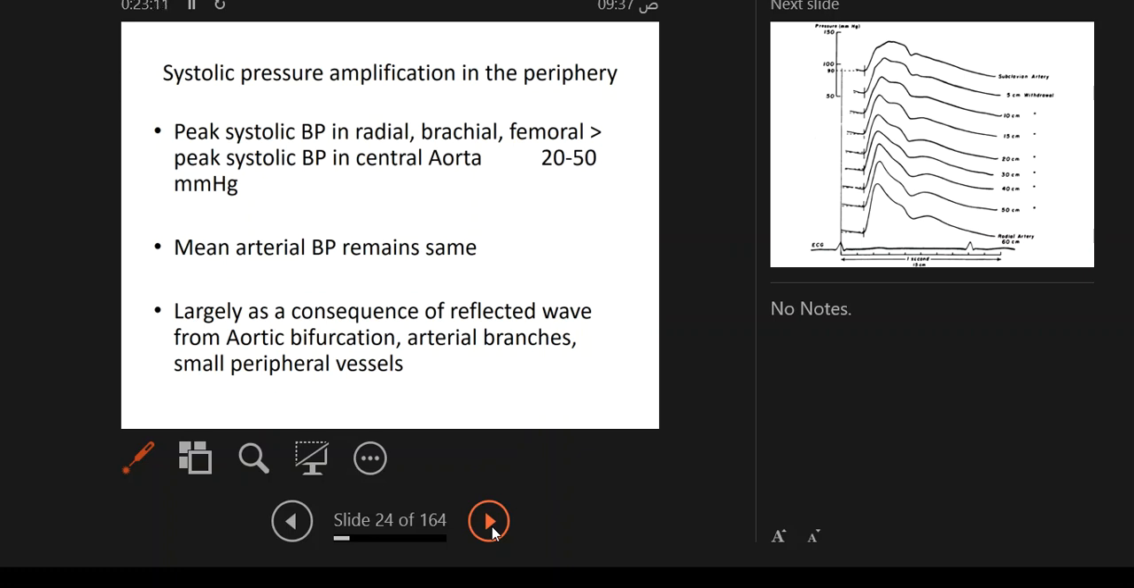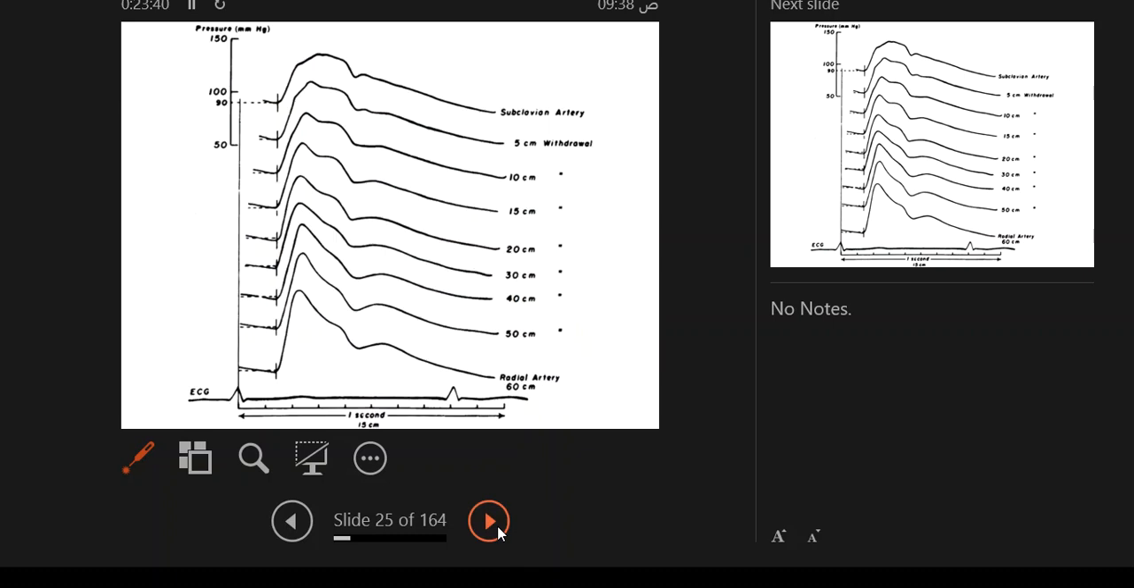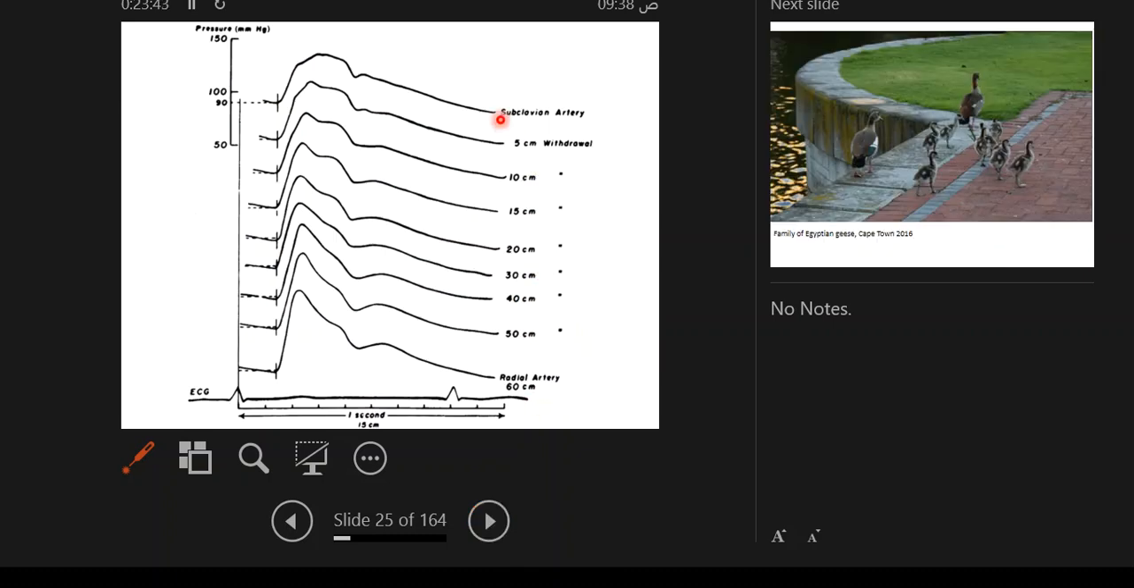Systolic pressure amplification in the periphery. If you take a pressure in the subclavian or the aortic artery and in the femoral artery, you'll find that the femoral artery has a higher pressure. But the mean is the same. The mean in the aorta and the subclavian and the carotid and the femoral is the same. And this is the example that I'm showing you here. You can see a subclavian artery, which is a central artery. And this is the radial artery, which is a peripheral artery. You notice the difference? The sharper rise and the higher rise and so on, but the mean is the same. And this happens as you go from central to peripheral.